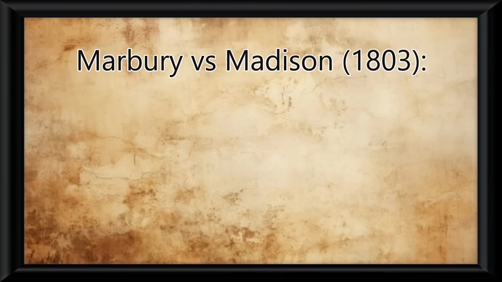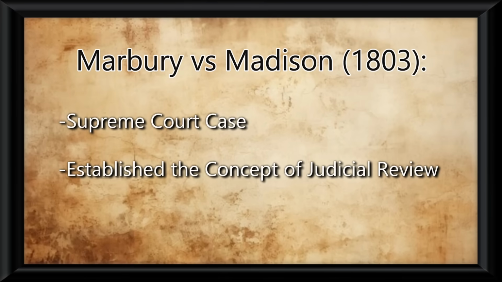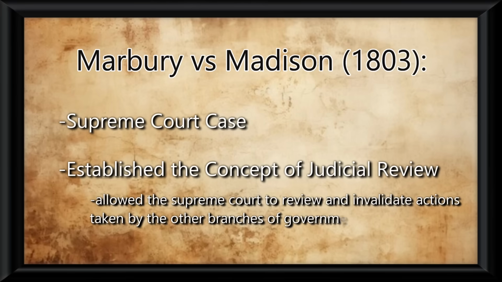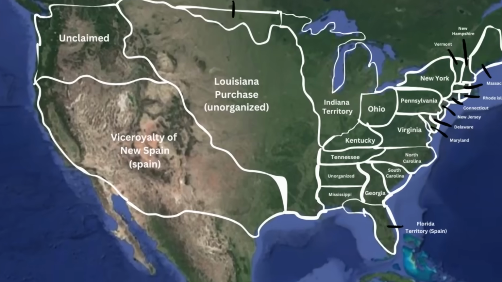But possibly the most famous part of Jefferson's presidency was the case Marbury v. Madison, which was a Supreme Court case that established the concept of judicial review, which allowed the Supreme Court to review and invalidate actions taken by the other branches of government if they are deemed unconstitutional. And another popular thing is even more westward expansion.